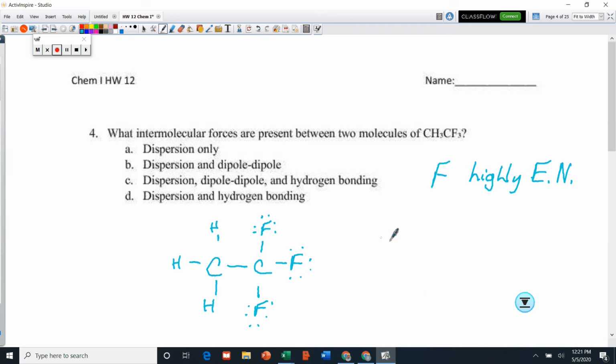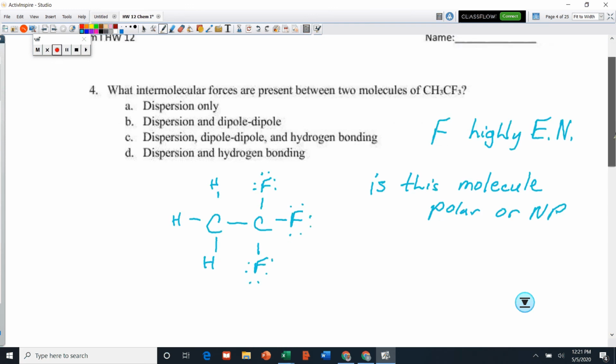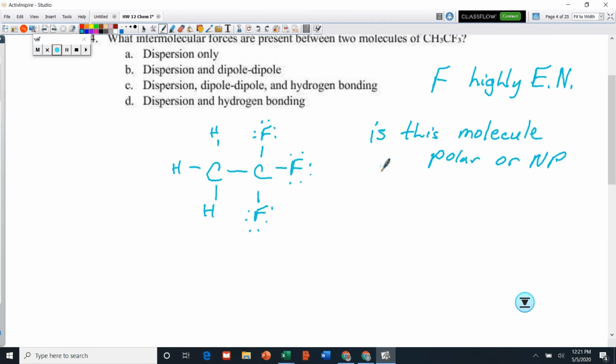meaning it's going to attract more electrons than anything else in this molecule. So the question you have to ask is this molecule polar? Polar or nonpolar? If it is polar, then it could have dipole-dipole. If it is nonpolar, then it can only have London dispersion. Everything will have London dispersion, but if it's a nonpolar molecule, it can only have that. The other question is hydrogen bonding possible?